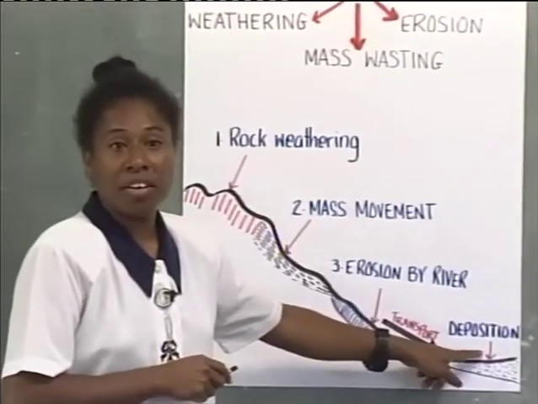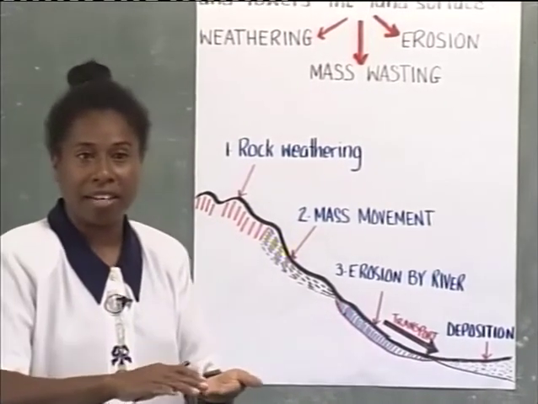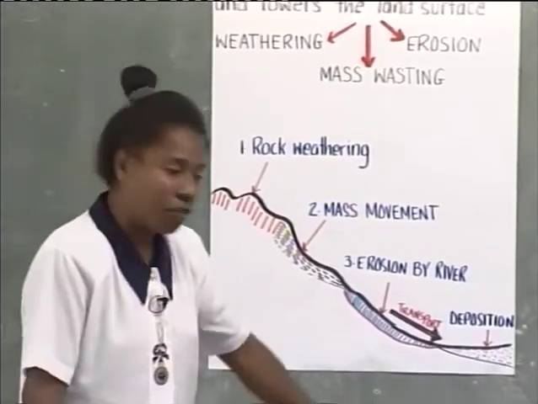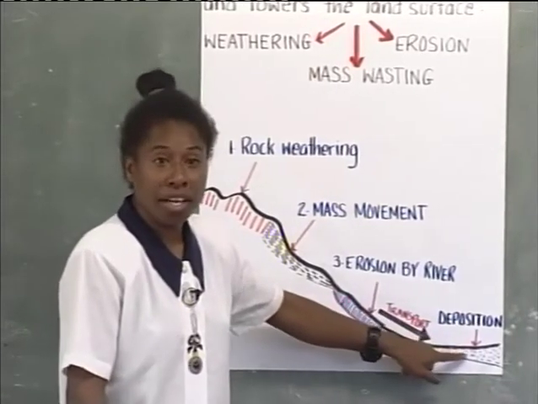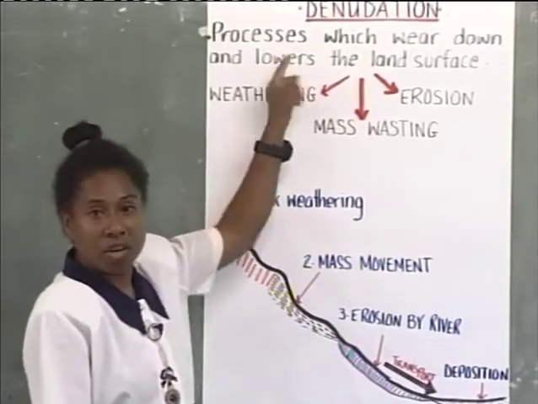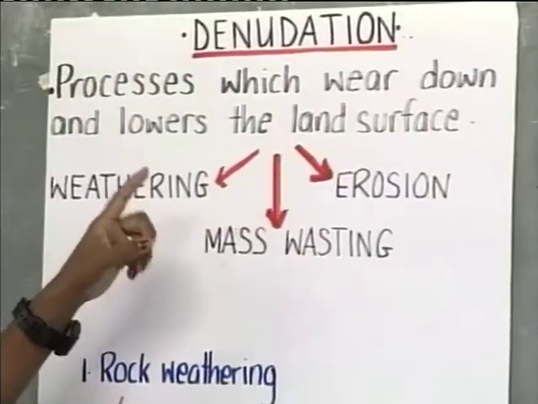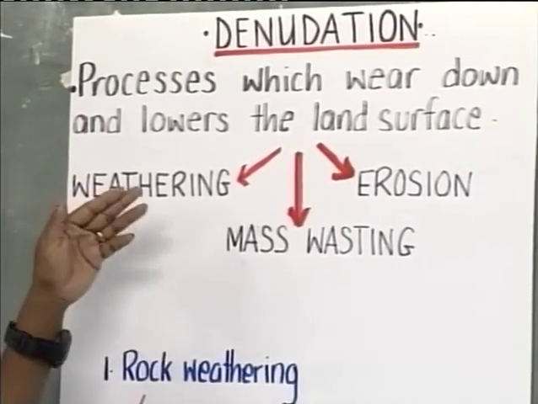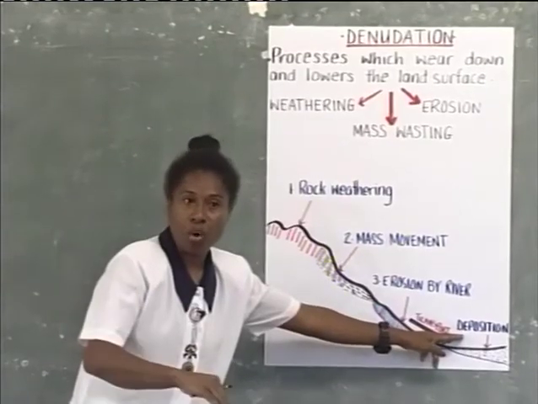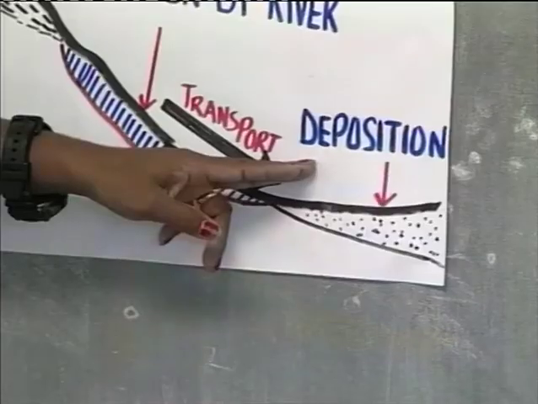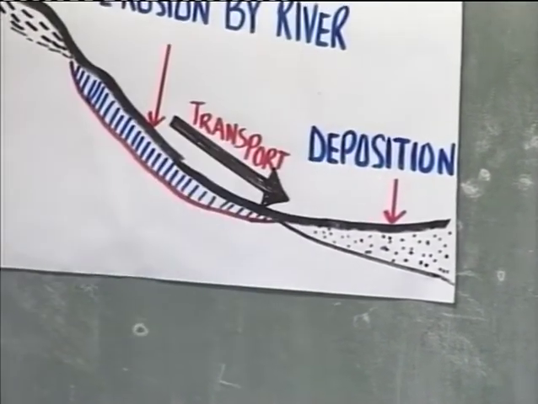Deposition is not included because it probably is a process where the land is built up. Very good. Well done. In deposition, when materials are deposited, it does not lower the land. Rather, it raises the land. Therefore, deposition is not included with the process of denudation. You come back to the definition. The definition tells us that denudation are the processes which help in wearing down and lowering the land surface. In deposition, it does not lower. The deposition raises the land. Therefore, it cannot be part of denudation.